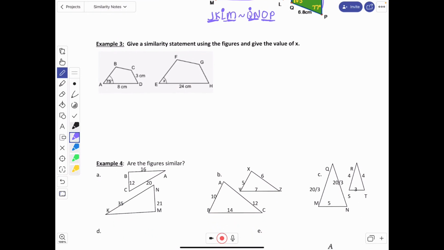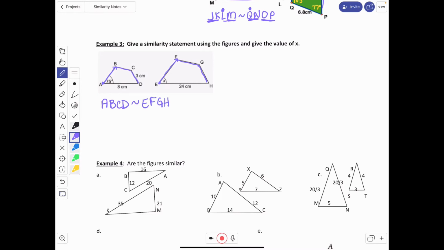Okay, for example 3, give a similarity statement using the figure and give the value of X. So these are drawn the same direction, which makes it easy for us. So if I just start here at angle A, and I go in this direction, A, B, C, D is similar. And then I'm going to start here at E, and I have to go the same direction as well. So E, F, G, H.